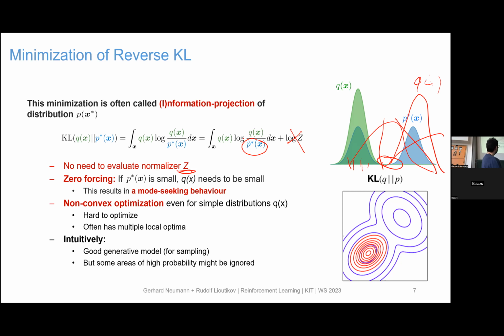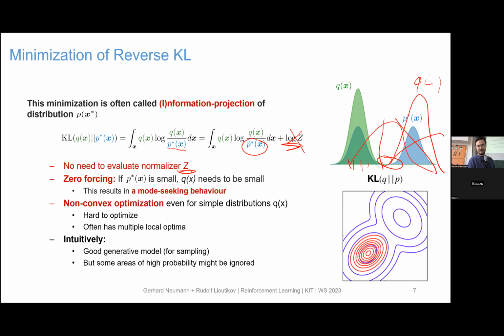But you have the advantage that you don't need samples from this P star. You only need to know P star up to a normalization constant. So you basically need to know this P star tilde, which is the unnormalized density. And usually, when we talk about intractable distributions, we only know this part. We don't know the normalizer, because it's very hard to compute. So we don't know this here, but we don't need to know it for the I projection, so it doesn't bother us.